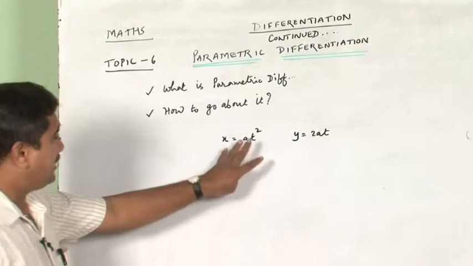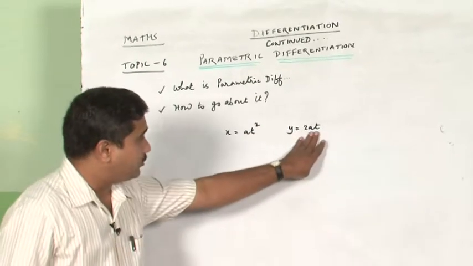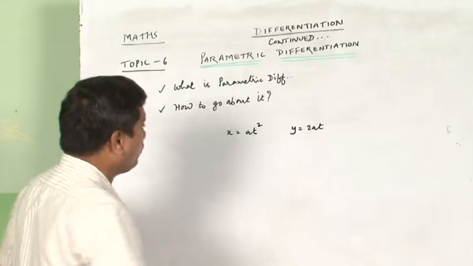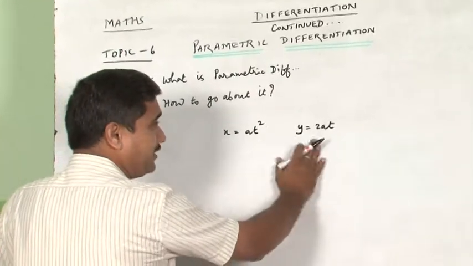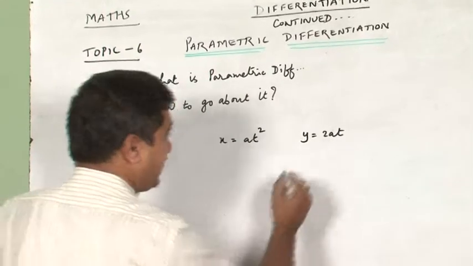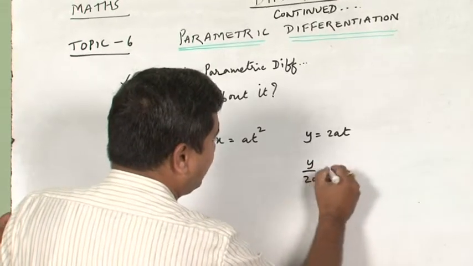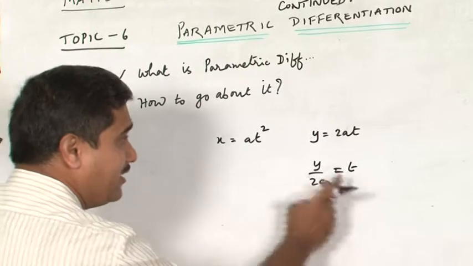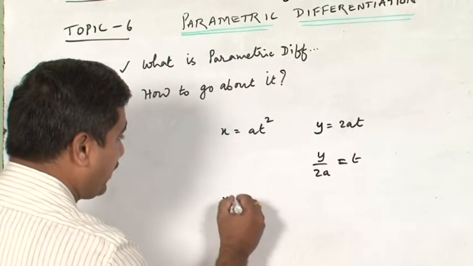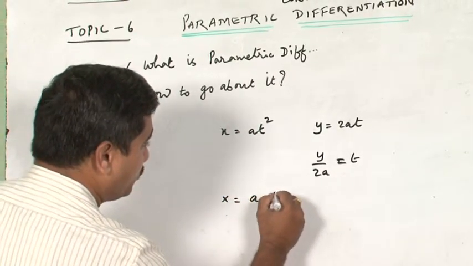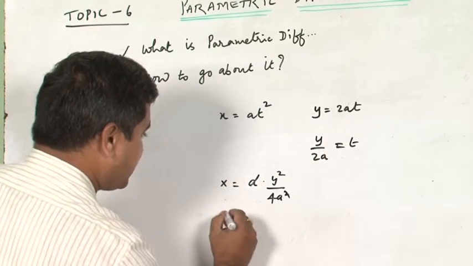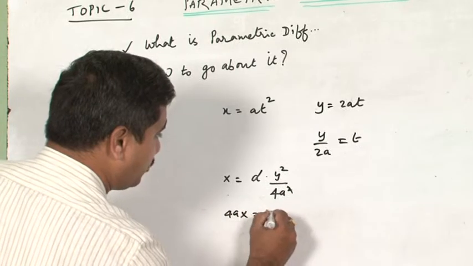As I told you just now, x is equal to at square and y is equal to 2at, they are defined in two different parameters. Now, I shall prove what exactly this equation is representing. For that, take the t value, the parameter introduced for x and y, and replace it in x. What happens? x is equal to a into y square upon 4a square. The a and a cancel and 4ax is equal to y square.